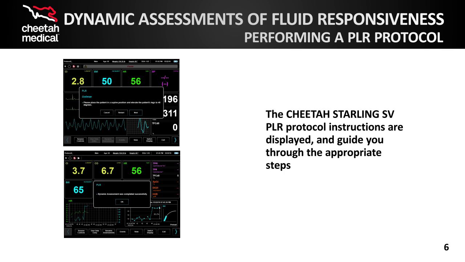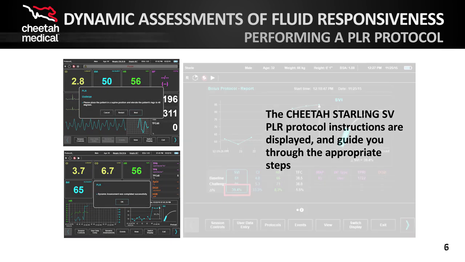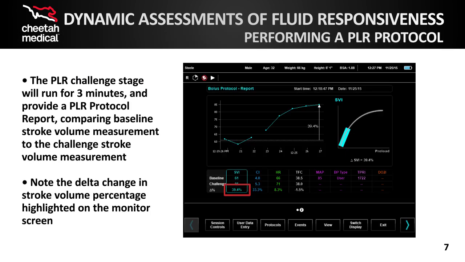Accommodate the patient to supine position and elevate legs to 30 to 45 degrees. Please ensure the PLR remains passive by asking the patient to lie still and allow the legs to be raised. Once the PLR protocol is complete, a PLR protocol report will be shown.